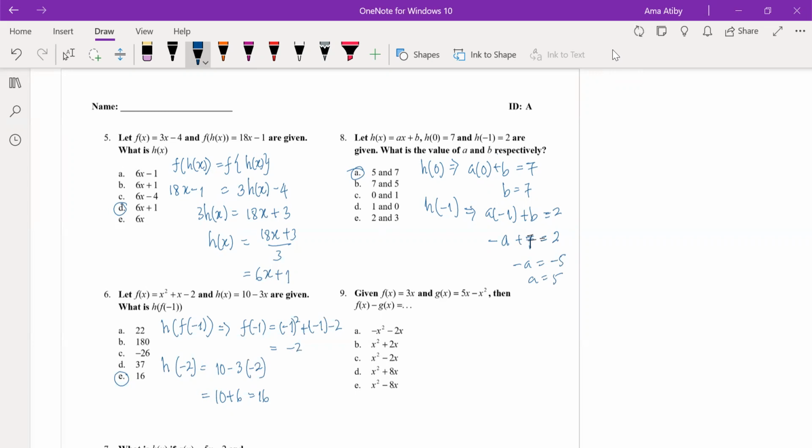Let's move on to question number 9. It asks for the difference of the functions. So f(x) minus g(x) is equal to 3x minus (5x minus x squared). Don't forget to put the brackets because they are one quantity. And therefore we'll get 3x minus 5x plus x squared. So the answer is x squared minus 2x. So it is C.